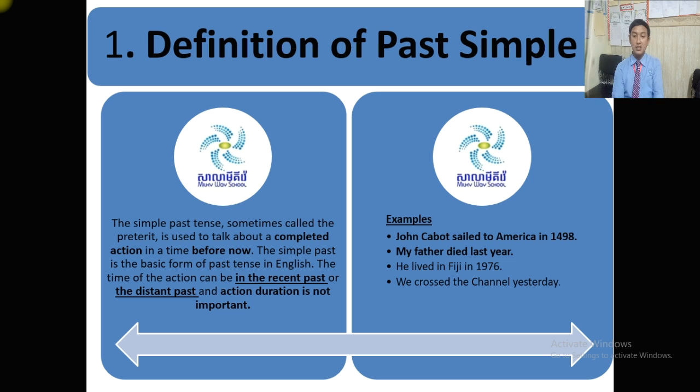With time expressions, we have 3 points that are used in the past simple. The first point is the recent past. The second point is the distant past, and the third, the last point, is that the time duration is not important. Now let's see the examples.